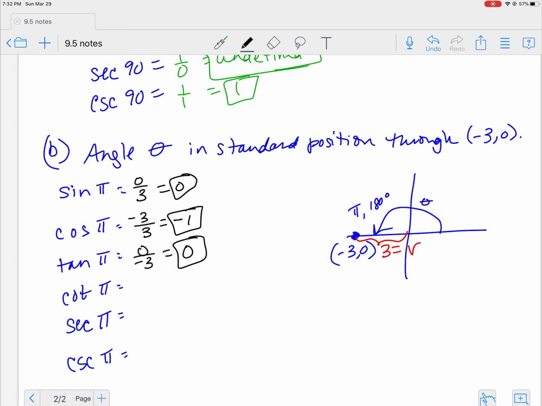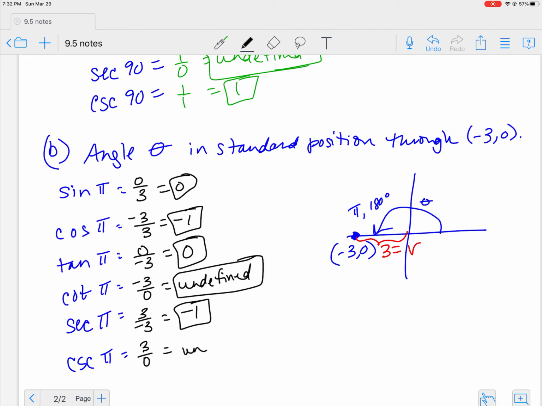Okay, tangent is sine over cosine. So I have our 0 over -3, because it's y's over the x's, giving me a 0. Cotangent is just the reciprocal of that. Secant goes with cosine, so that's 3 over -3, still with a -1. Cosecant goes with sine, and I've got 3 over 0, giving me undefined.